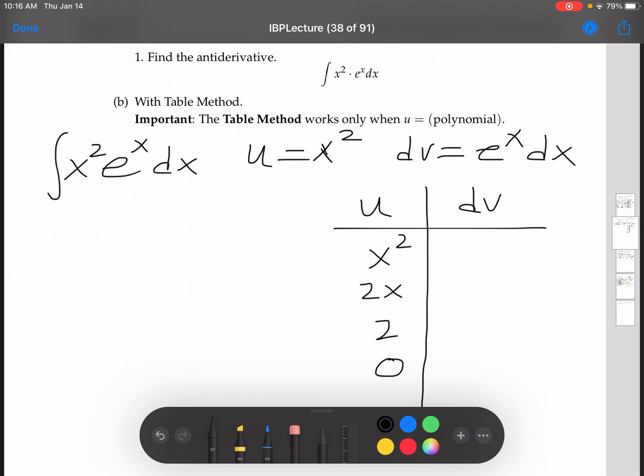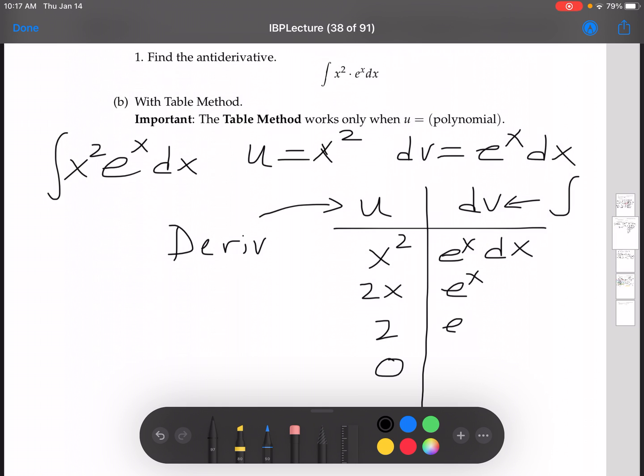And now for dv, we put in our dv, e to the x dx. And now we take antiderivatives. So over here, this is derivatives. Over here, this is antiderivatives. All right, the antiderivative of e to the x is e to the x. And we just keep doing this until we get down to the same level as the 0 in the first column.